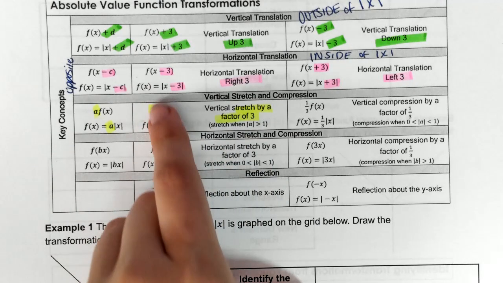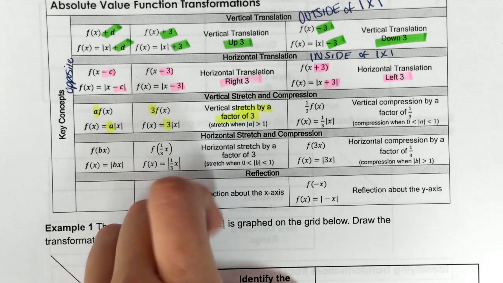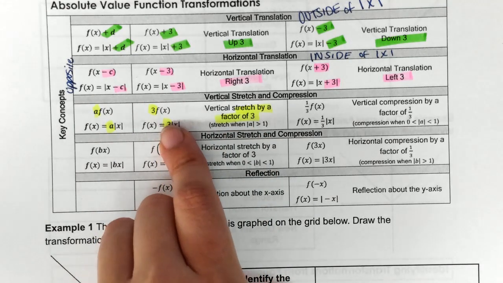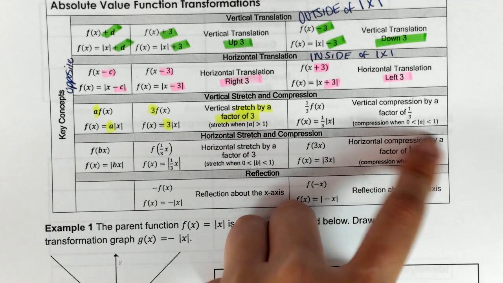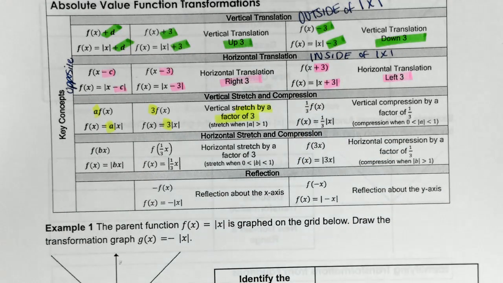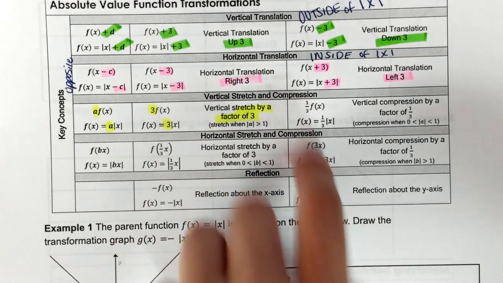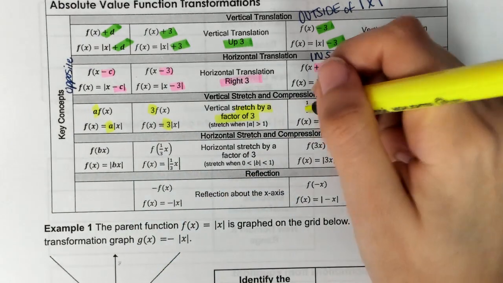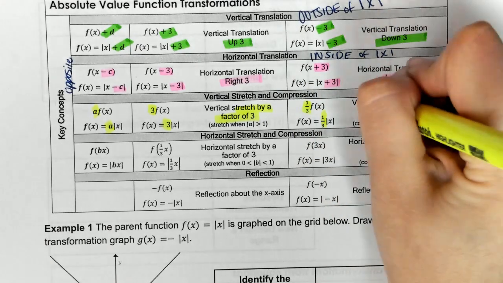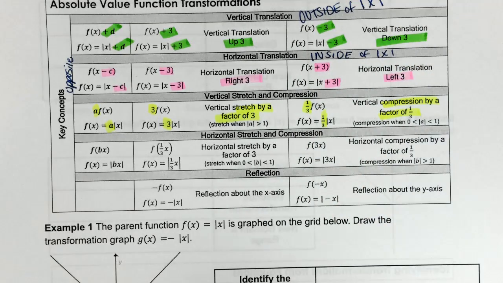If the number that is our vertical stretch or compression is larger than 1, so in this case 3, it's a stretch. If your number is between 0 and 1, such as a fraction or a decimal, that's 0 point something, in this case it would be 0.66 repeating, or 0.3 repeating, we have a compression by a factor of 1/3.